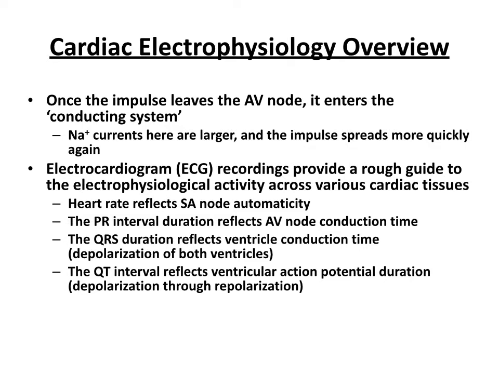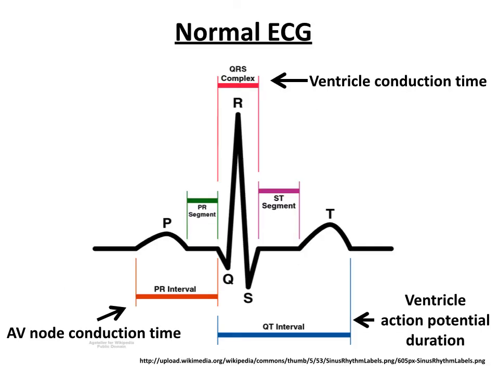It's of course important, but it's not something we have a lot of time to spend on. You guys remember that the heart rate that you see in an ECG is going to reflect SA node automaticity, and then we've got the PR interval that shows the duration of the AV node conduction time. QRS duration reflects the ventricle conduction time, and then the QT interval, which I have a picture of in a sec, reflects the ventricular action potential duration, so the depolarization through repolarization. So this is what you see with a normal ECG.